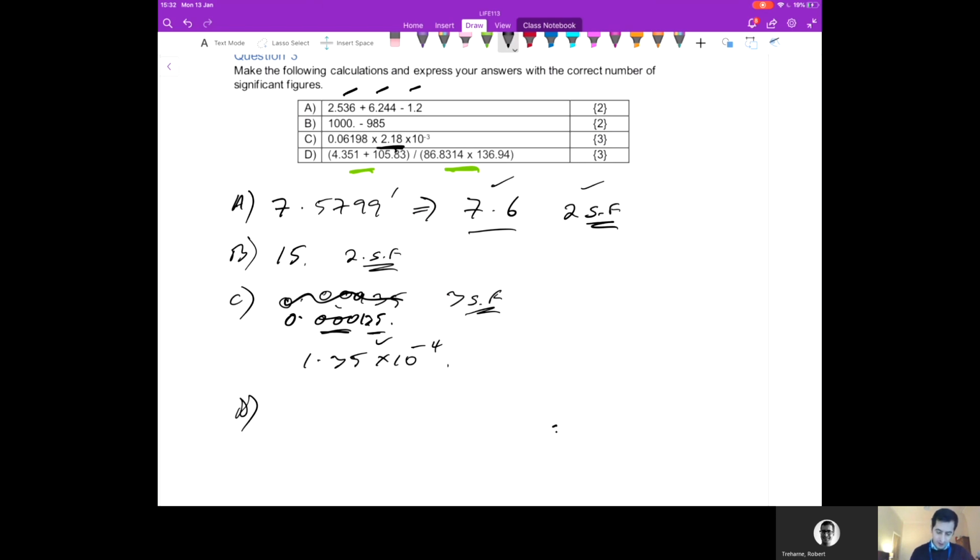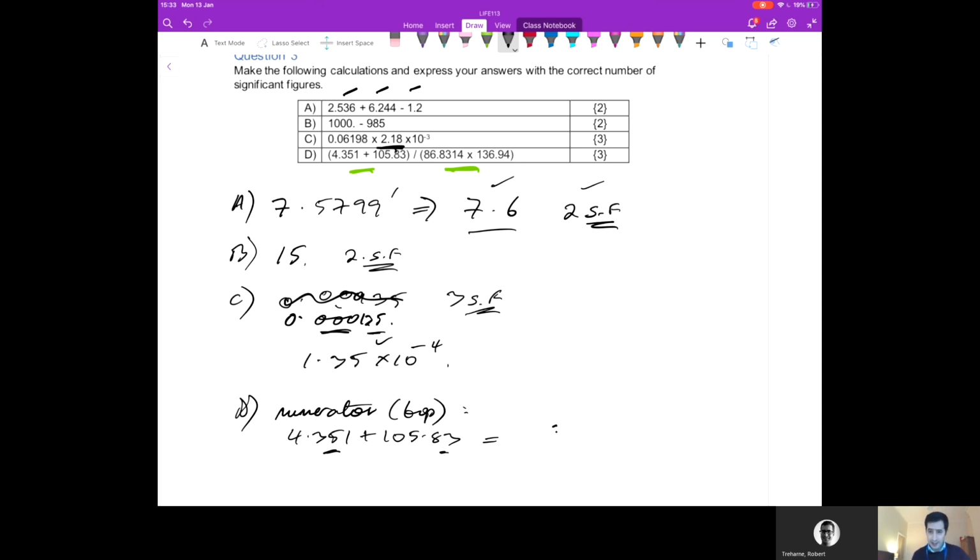If I just do the top bit, numerator, top, and that is, let's write it out again, 4.351 multiplied, plus 105.83. That is equal to, well, again, because I'm adding, I've got to consider the decimal places. Now, the best I've got here, I've got 3 decimal places here, and I've only got 2 here. So my answer, whatever it may be, I'm going to express to 2 decimal places.